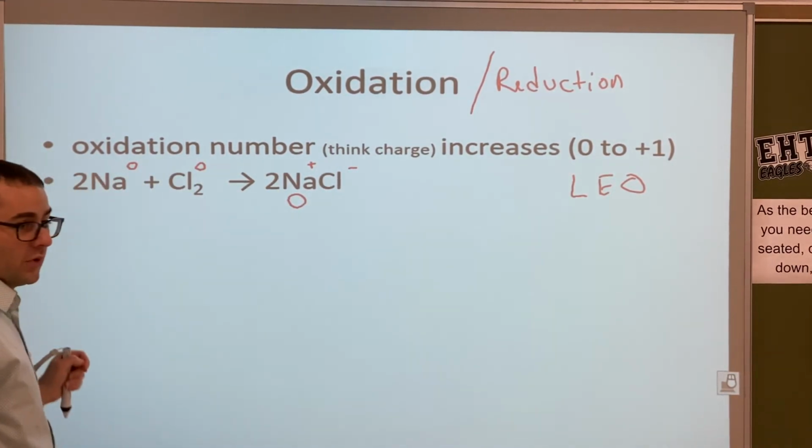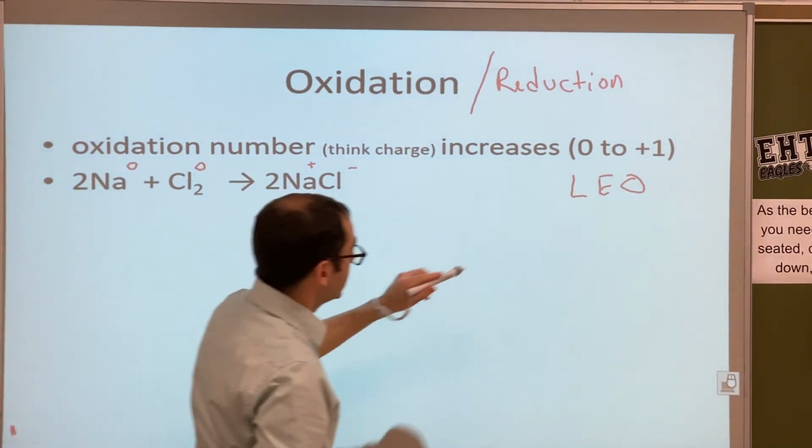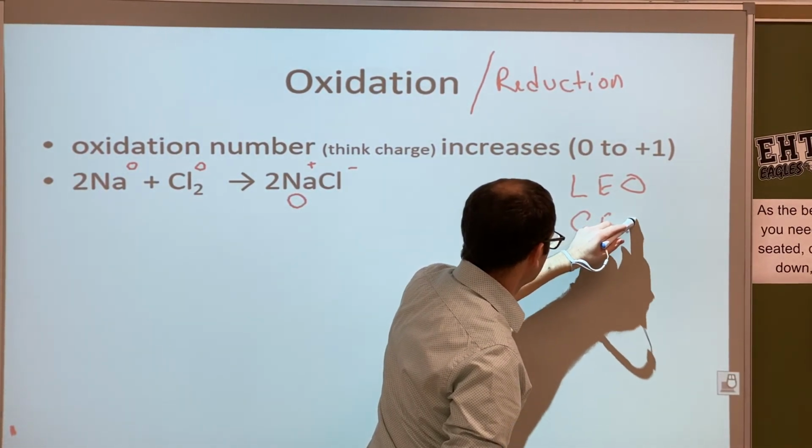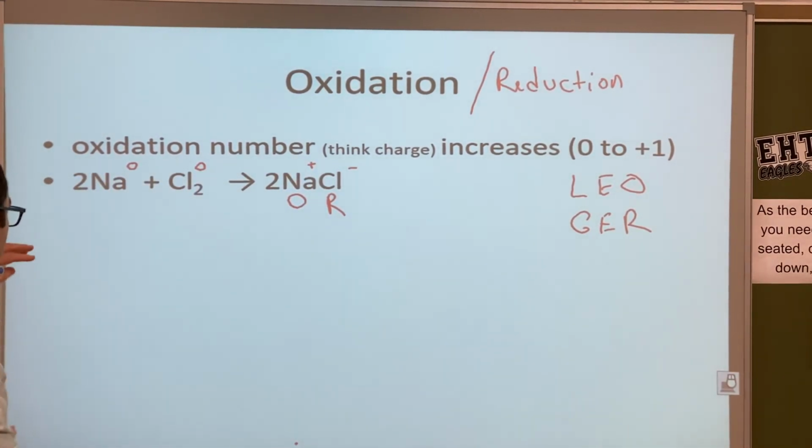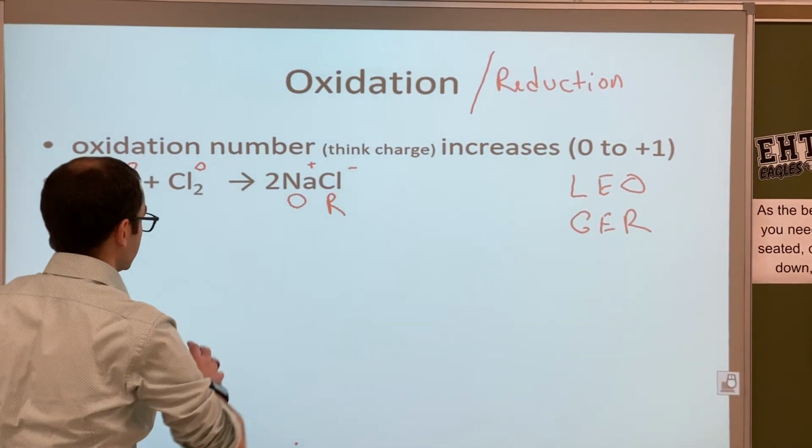And then the chlorine, what did it do? Good, it gained an electron, so it's gonna be reduced. All right, so it was reduced. Now let's check this out. They balanced it for us, which is nice.